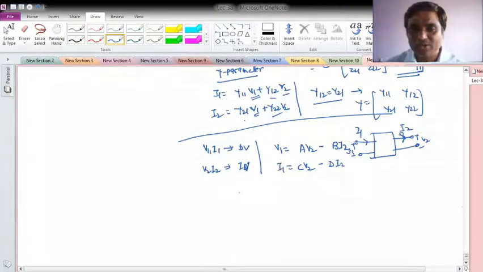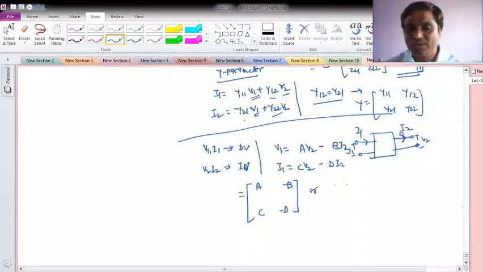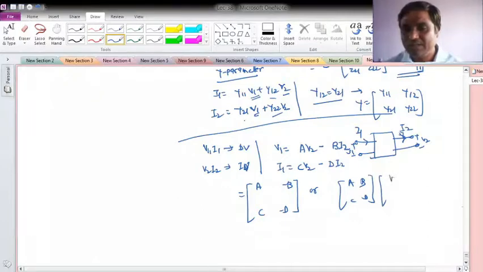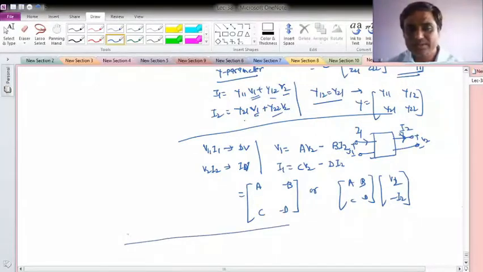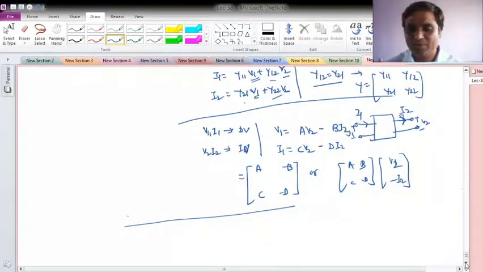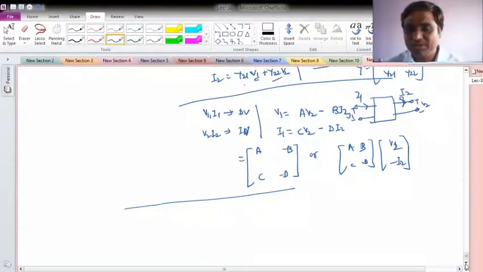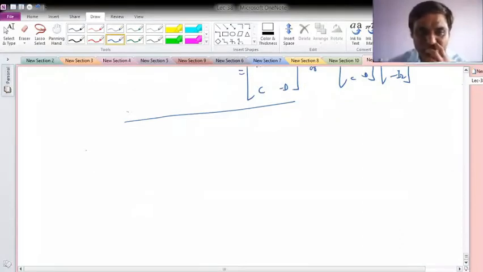In matrix form, the ABCD parameters are written as A, minus B, C, minus D. Or you can also write A B C D with the variables V2 and minus I2, and compute it that way. Now let us see a couple of examples on ABCD parameters, numerical examples.